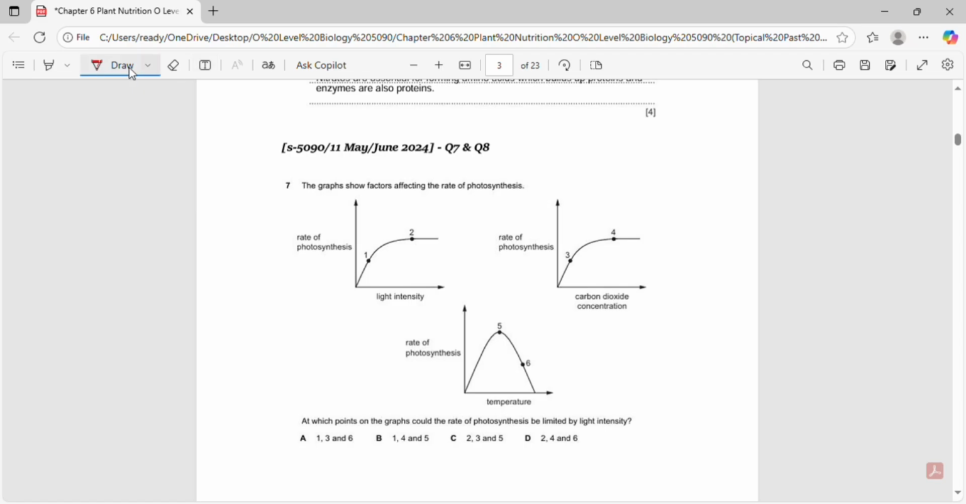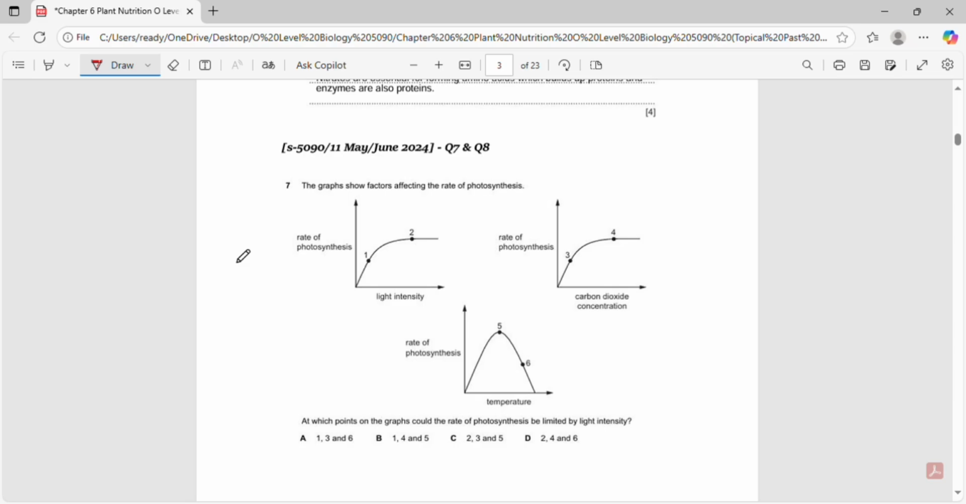Now, let us move to the second graph, which shows the effect of carbon dioxide concentration. Even though this graph is about carbon dioxide, we still need to consider what might be limiting the rate of photosynthesis at different points. At point 3, the curve is still rising. That means carbon dioxide is the limiting factor there, not light. However, at point 4, the curve has leveled off. This means carbon dioxide is no longer limiting the rate, so now another factor could be, and that could very well be light. So we can say that point 4 might be limited by light intensity.